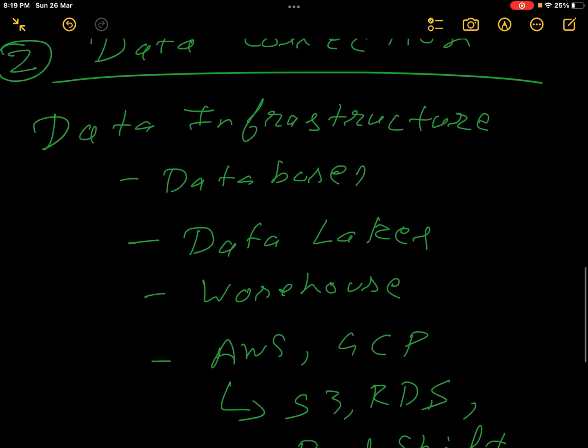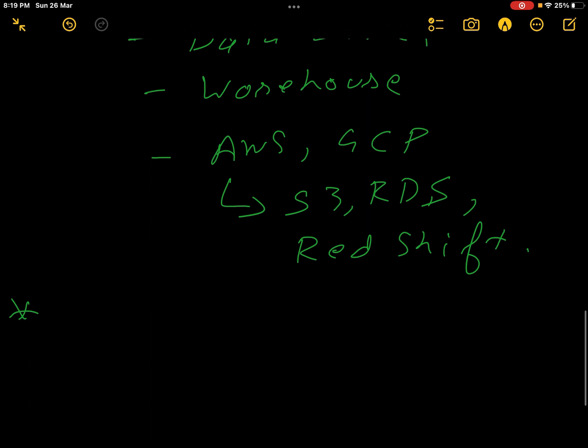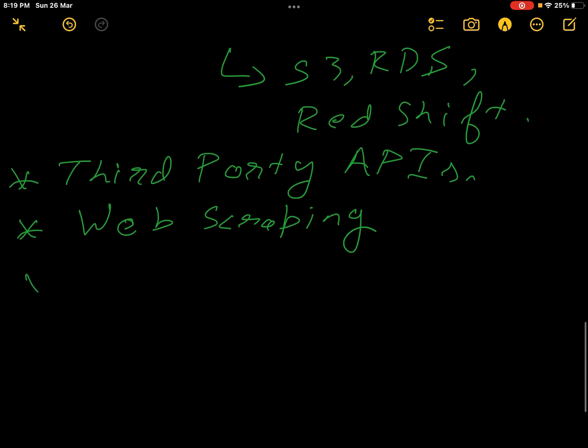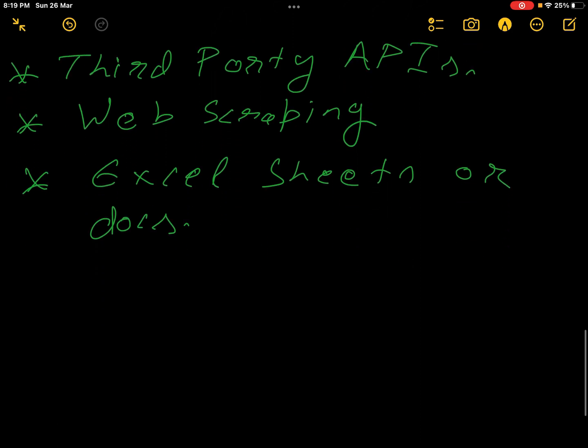So one is data infrastructure. There may be third-party APIs from where we want to get this data into some JSON format. These may be from web scraping, or some other source, maybe some Excel sheets, or documents, maybe some PDF documents, or in the worst case scenario, we may need to conduct an entire survey.